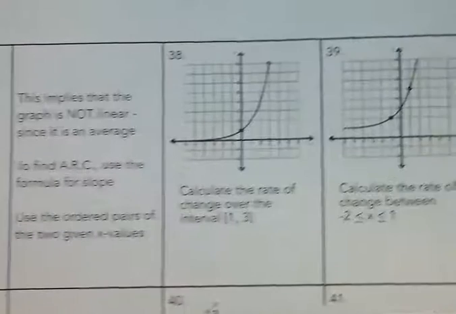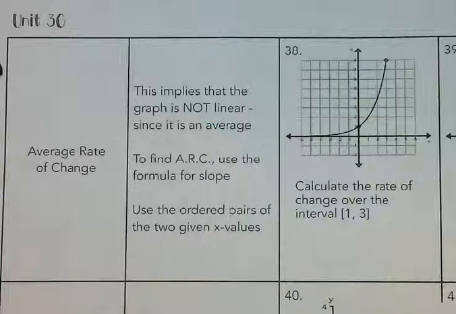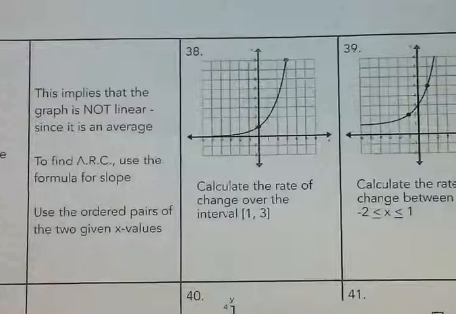Since we did a lot with exponential, I put 2 exponential examples on this one. To find the average rate of change, we're just going to use the formula for slope. So we're going to do y minus y over x minus x. And then you just need to use the ordered pairs. You're going to be given the 2 x's, and you're going to figure out the ordered pairs to use for the y's. So, number 38.